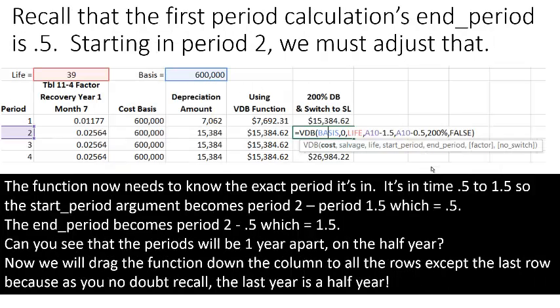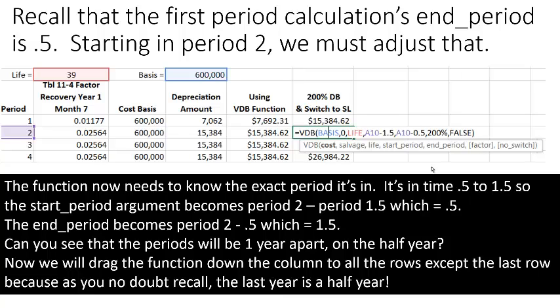So recall that the first period's calculation, the end period is 0.5. Starting in period 2, we must adjust that. So the function now needs to know the exact period it's in. So it's in time 0.5 to time 1.5. So the start period argument becomes period 2 minus 1.5. So you can see I'm referencing cell A10, which is period 2. I'm subtracting 1.5 from it. That equals 0.5. So that's where that is going to start.